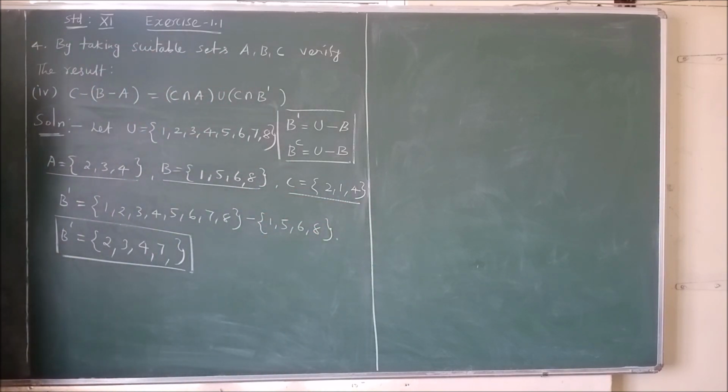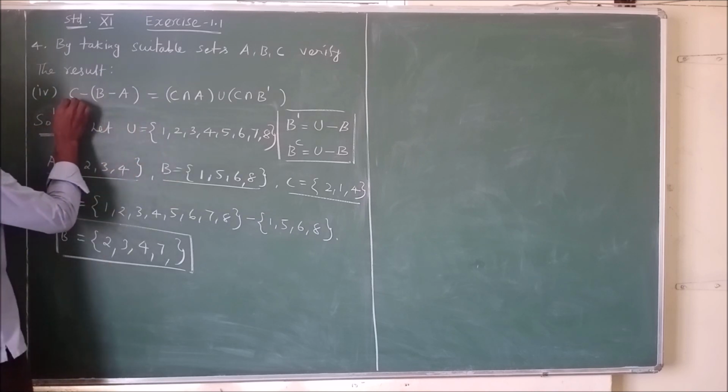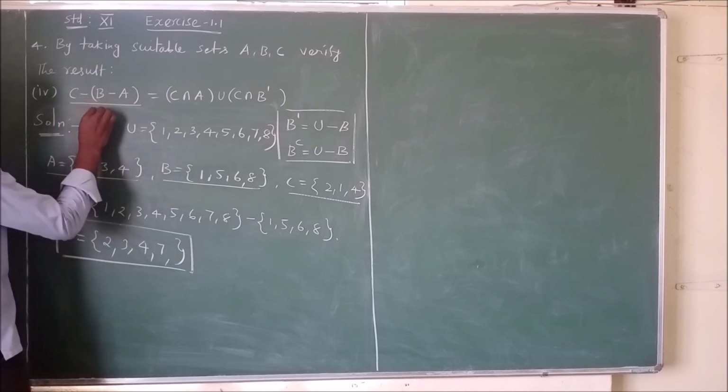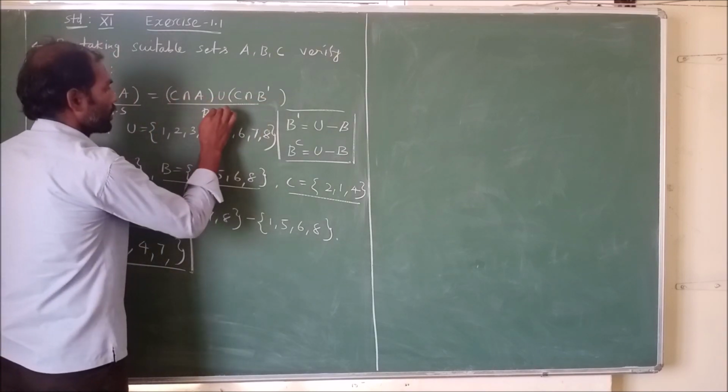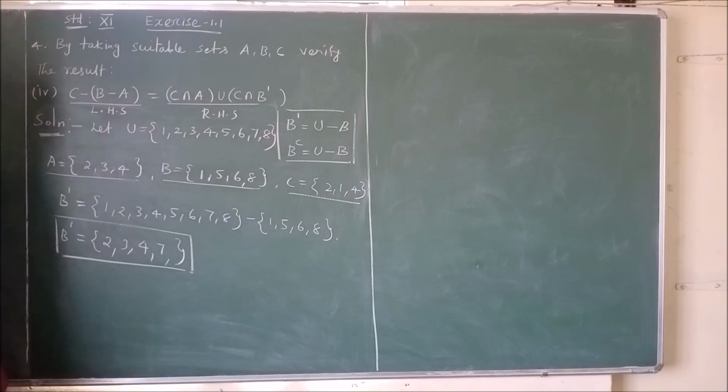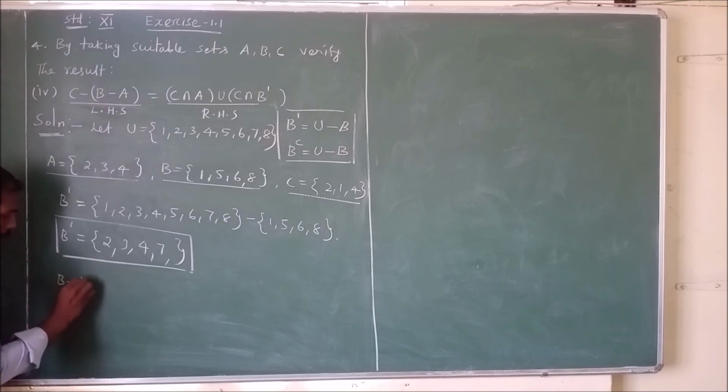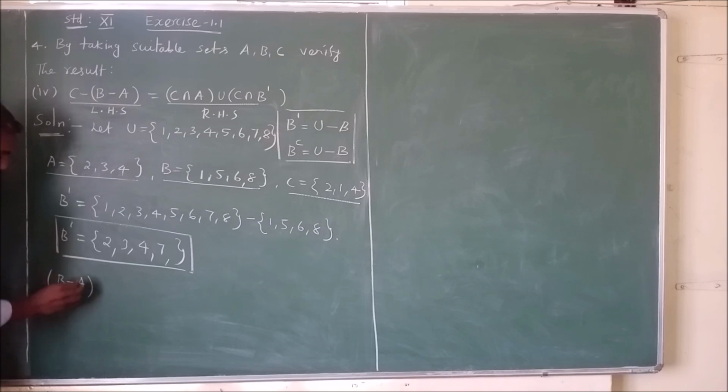This one is A, B and C. After that, we have to find the LHS term. The LHS term is C minus (B minus C). This one is LHS and this term is RHS. Now we have to verify the LHS term. So LHS is the first term, bracket B minus A.